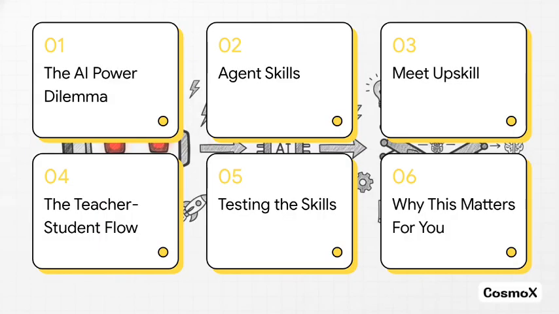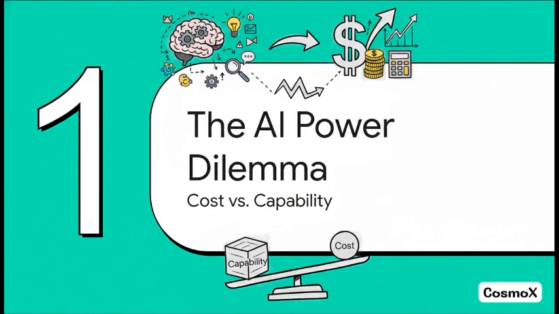So here's what we're going to cover. We'll start with that power dilemma, then introduce a really cool new idea called agent skills. We'll meet the tool that makes it all happen, walk through its teacher-student workflow, look at some seriously impressive test results, and then wrap up with why this should matter to you and your projects. Okay, let's kick things off with that fundamental challenge.